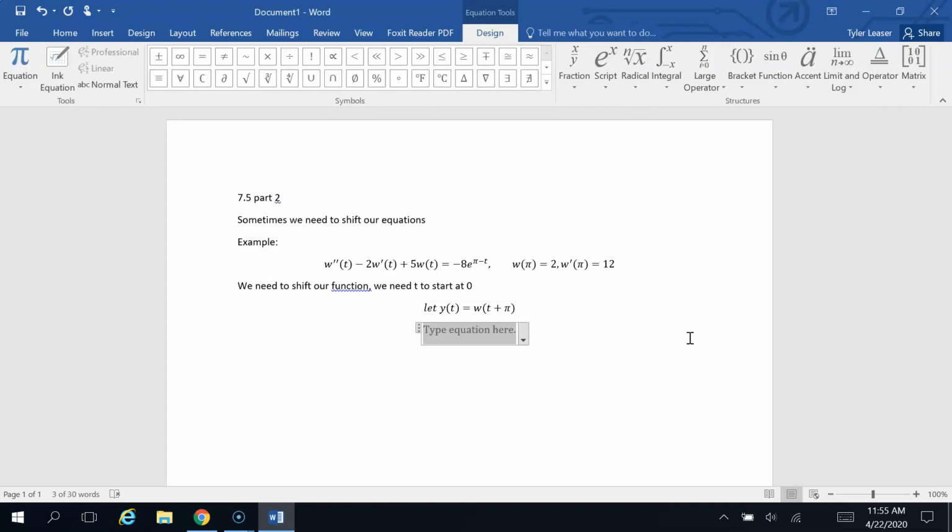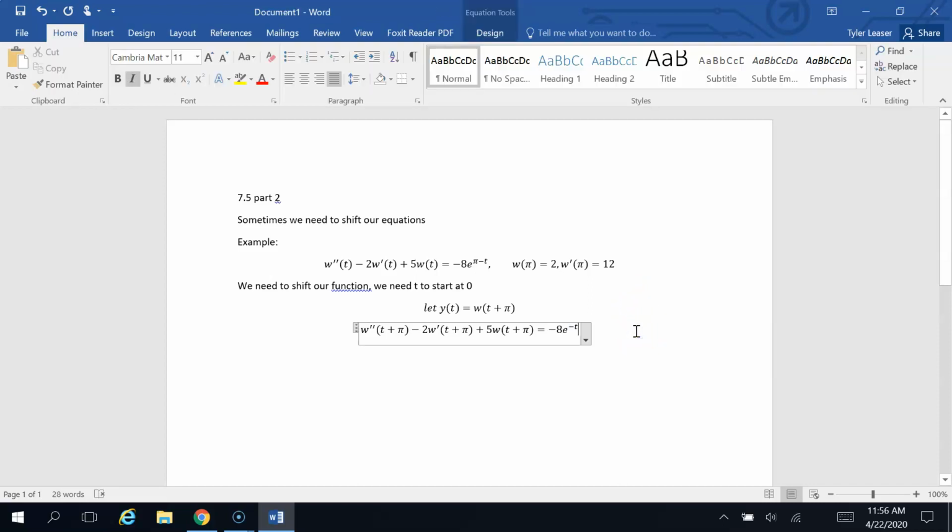So what I would do is take the equation that we started with, and let's just replace all of the t's with t plus pi's instead. So w double prime of t plus pi minus 2 w prime of t plus pi plus 5 w of t plus pi. And that's going to be equal to, just be a little bit careful about this right hand side, negative 8e. If I plug in t to be t plus pi, that negative sign is going to distribute, and then the pi's are going to cancel. This is just going to be e to the negative t.